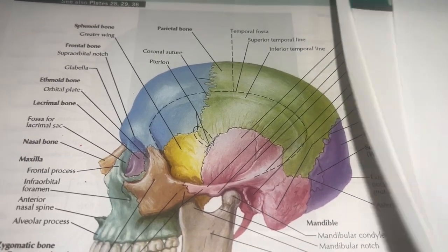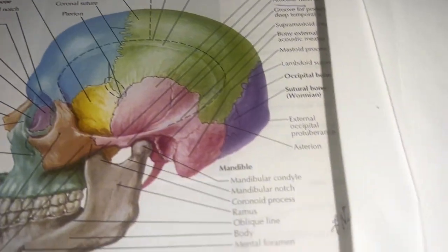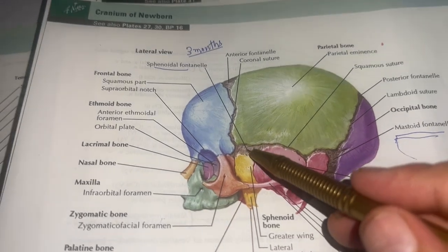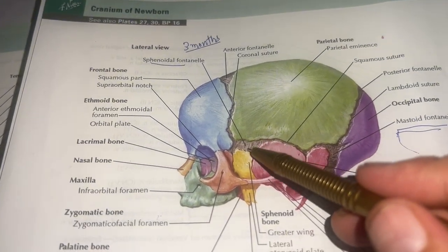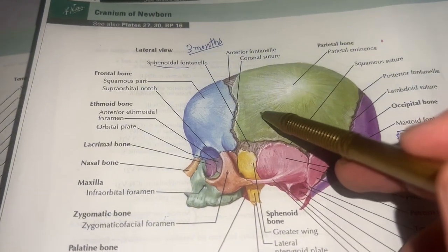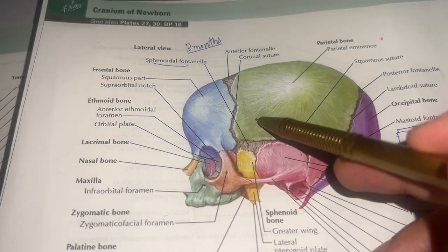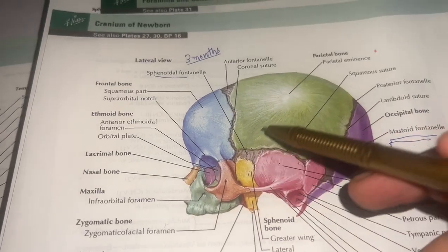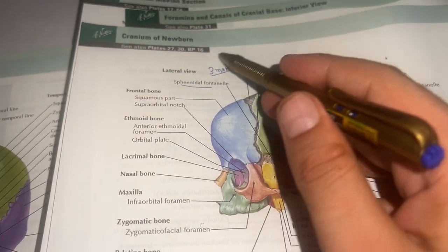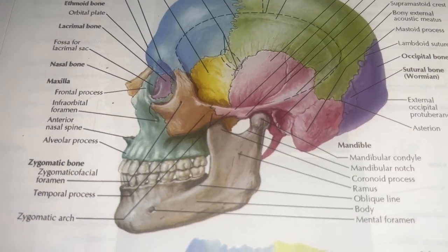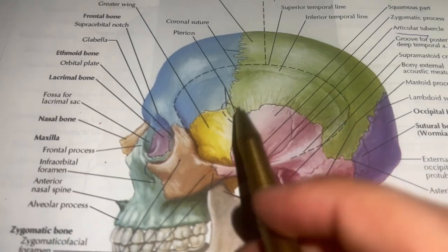The anterolateral fontanelle, or sphenoidal fontanelle, you can see it here. This is the newborn skull, and this is the anterolateral fontanelle or sphenoidal fontanelle. It forms by the meeting point of four bones: parietal bone, temporal, greater wing of sphenoid, and frontal bone. It gets closed by 3 months of age, and in the adult stage it is represented by this Pterion.